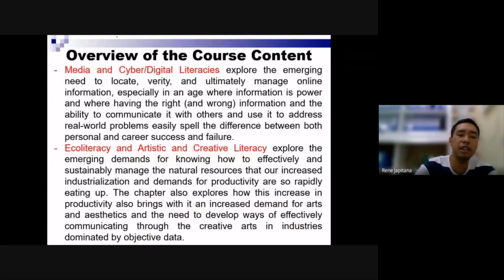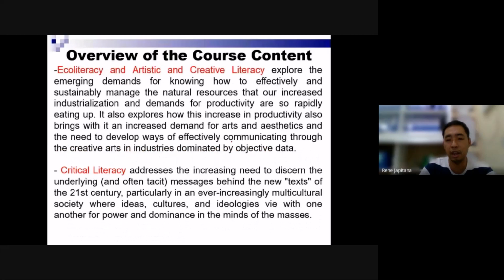Another thing that we're going to discuss is media and digital literacy. We can also discuss eco-literacy, artistic and creative literacy. I will be sending these slides anyway.